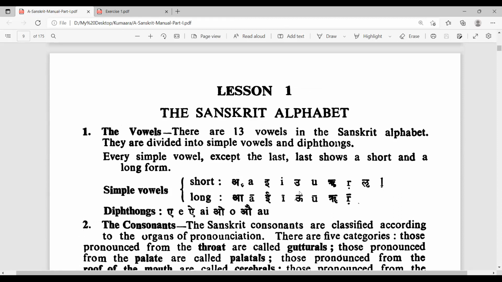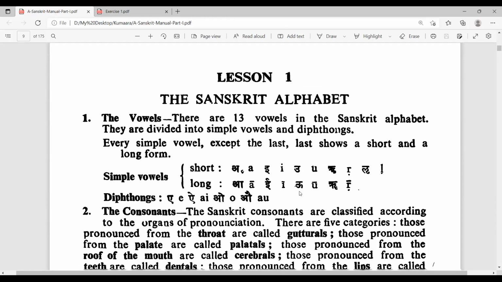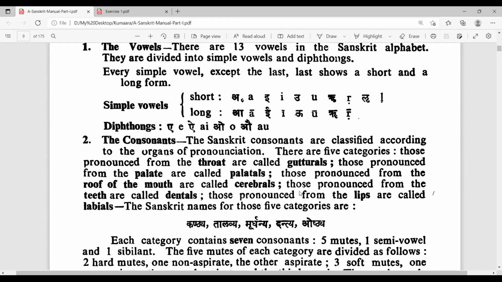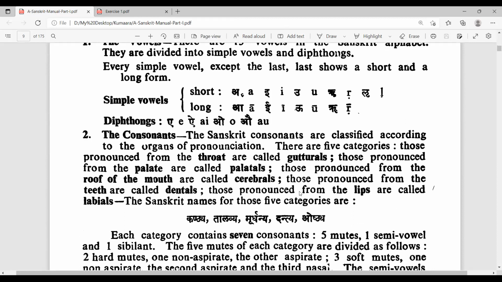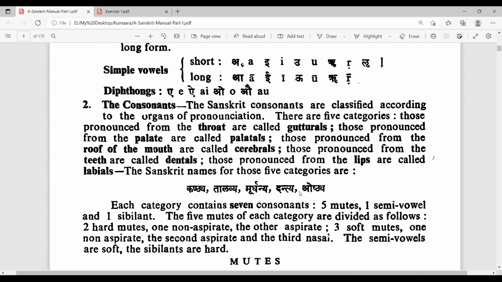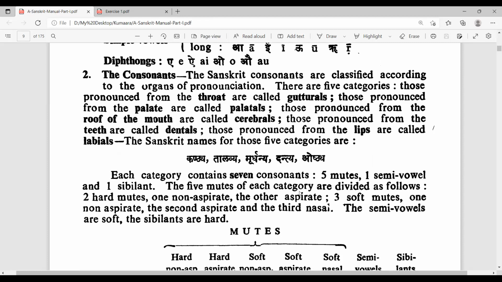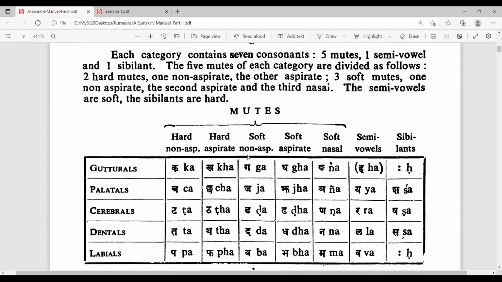Alphabet. We know 13 vowels, right? 13 vowels and 33 consonants. Vowels classification, Hrasva and Dirgha. Another way of classifying the vowels is simple vowels and diphthongs. In Sanskritam it is called Samana Swarah, Sandhya Swarah. Then consonants can be divided into Vargiya Vyanjanani and Avargiya Vyanjanani. Then their places of pronunciation: Kantya, Talavya, Murdhanya, Dantya, Oshthya. I am just skipping, we know all these things, therefore. You can know the English words.